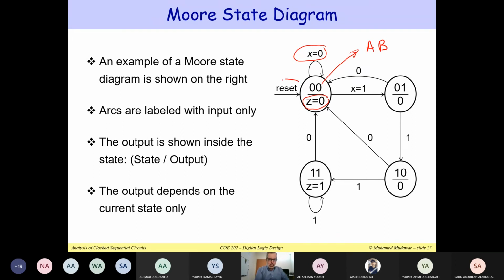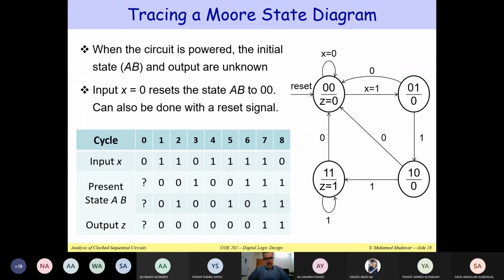Notice that all the states are reachable. So if we reset, we start initially at state 0 0. Then you can actually go to state 0 1. And then from 0 1, you can go to 1 0. You can go back to 0 0. Or from 1 0, you can reach 1 1. And then from 1 1, you go back to state 0 0. So all of these states are reachable. We don't really have a state which is unused in the state diagram. All of them are used because you have transitions toward every state that you have in the state diagram. Now we can trace a Moore state diagram as shown here in this slide.